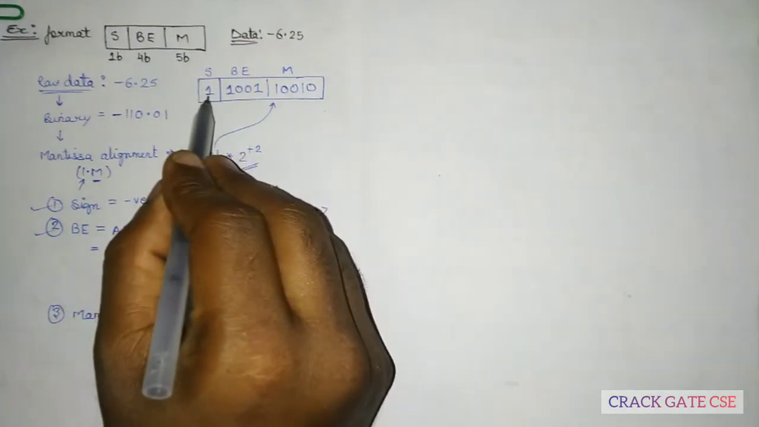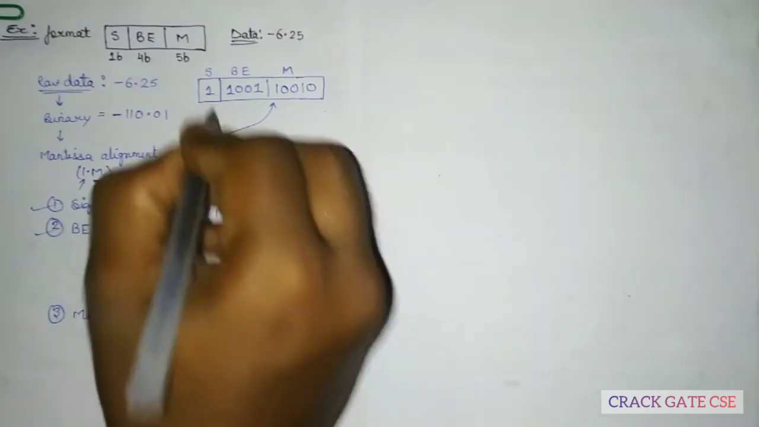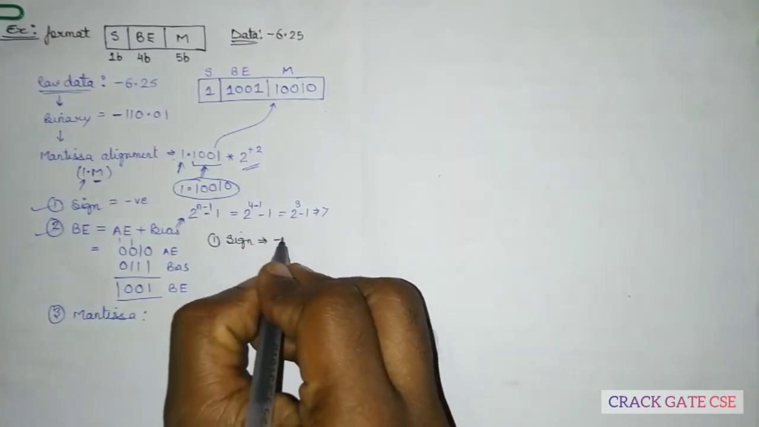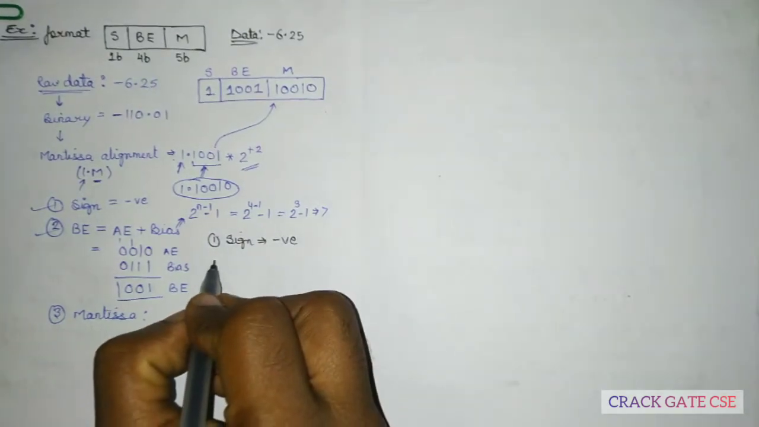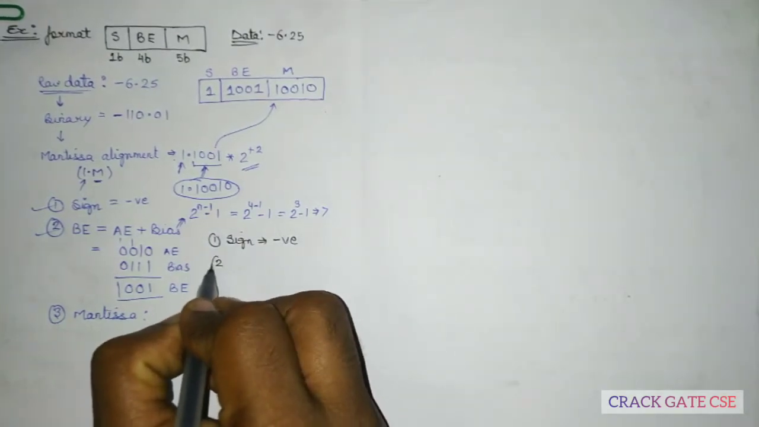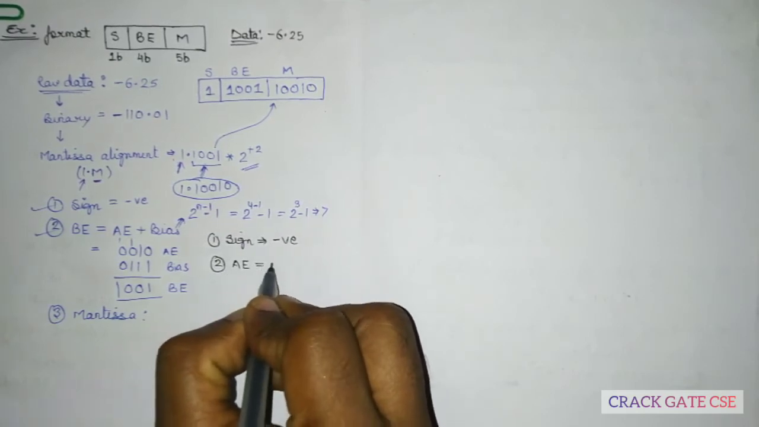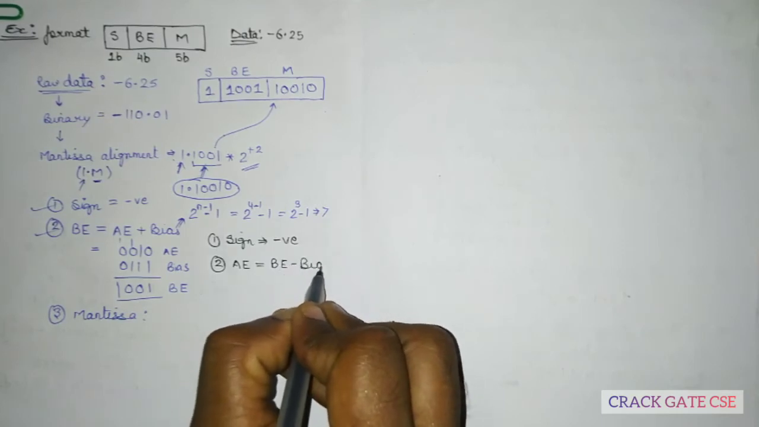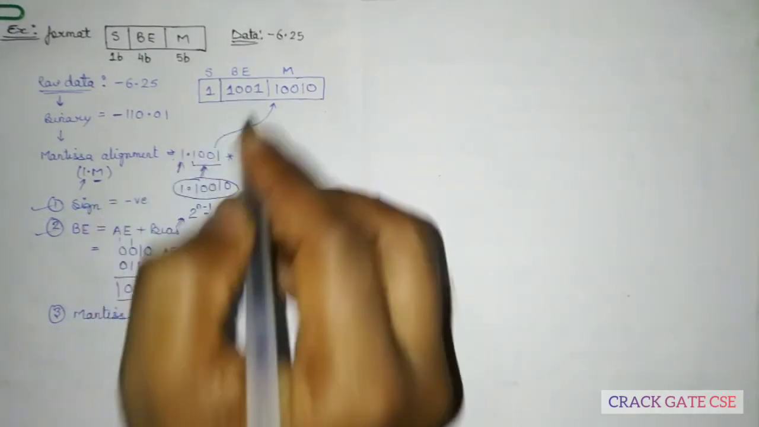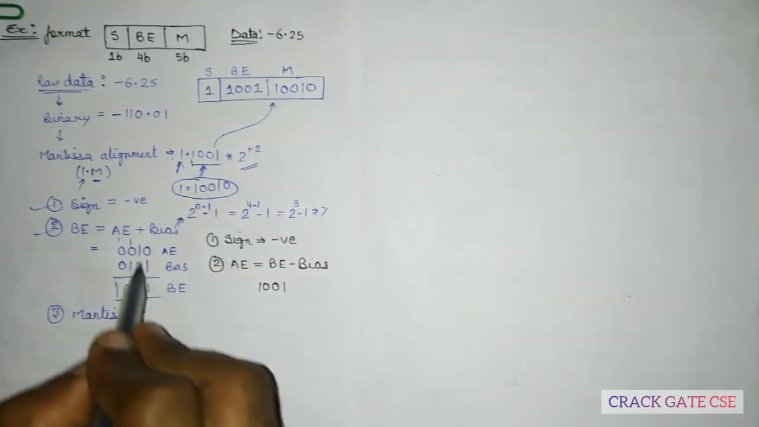First of all, we will move on to the sign bit. This one tells us that the data is negative, right? Second, we have to find out the actual exponent. The actual exponent can be found using BE minus bias. So what is BE here? 1001. Writing it down. What is bias? We have already found it out here.